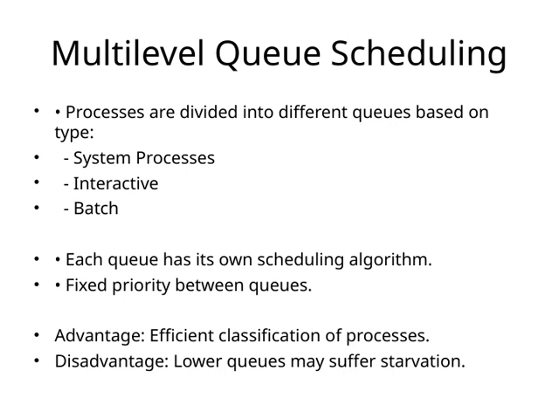Now, there's a fixed priority between these queues, meaning that higher priority queues, like system processes, get preference over the others. One of the main advantages of this method is efficient classification of processes.